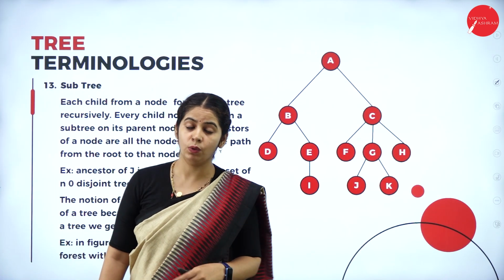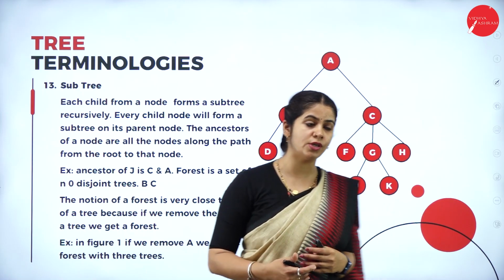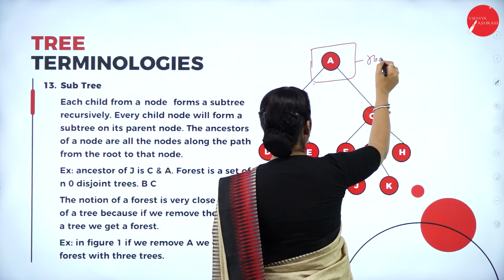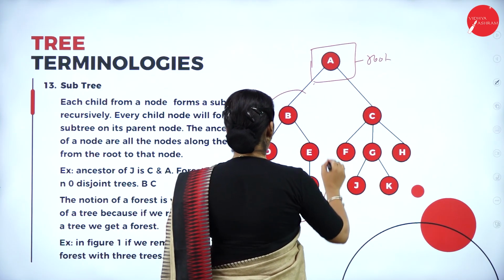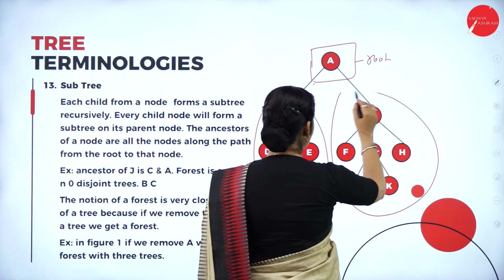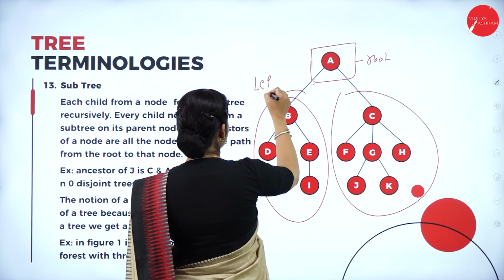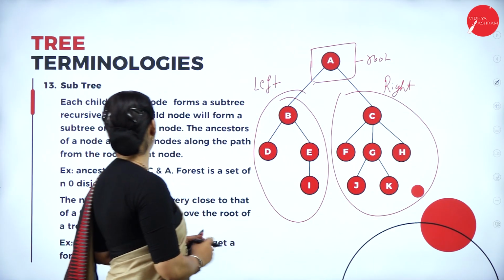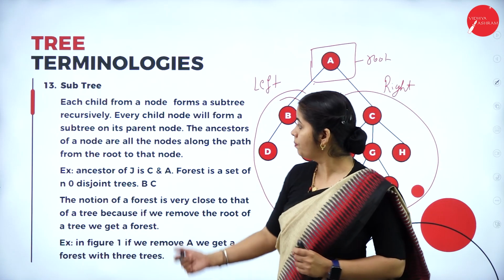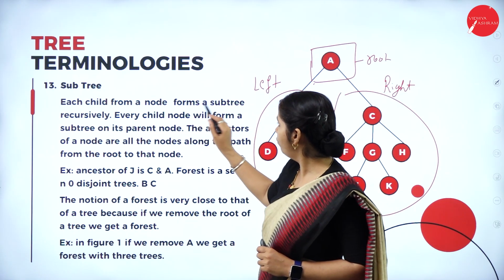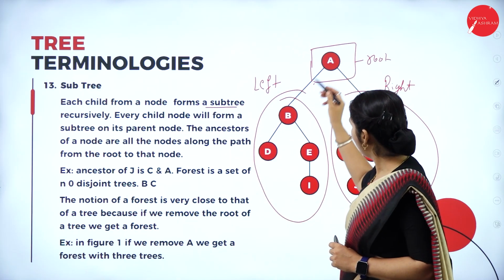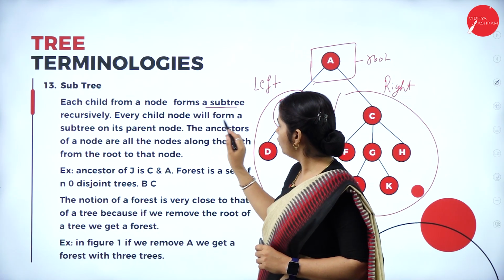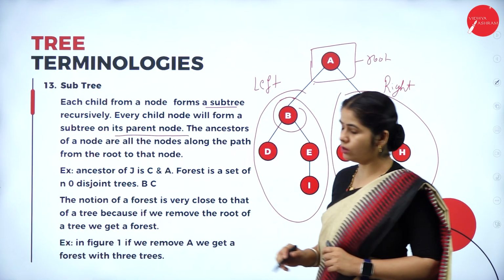Then subtree. We got to know what a subtree is. Here A is the root node, right? For the root node we have two subtrees, one is a left subtree and the other is a right subtree. This is a left subtree and this is a right subtree. So what does subtree mean? Each child from the node forms a subtree. Each child from node A forms its own subtree, and every child node will form a subtree.